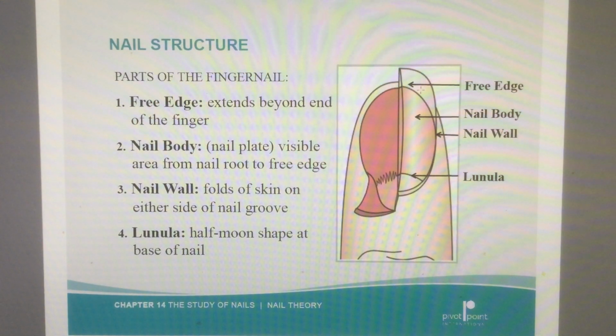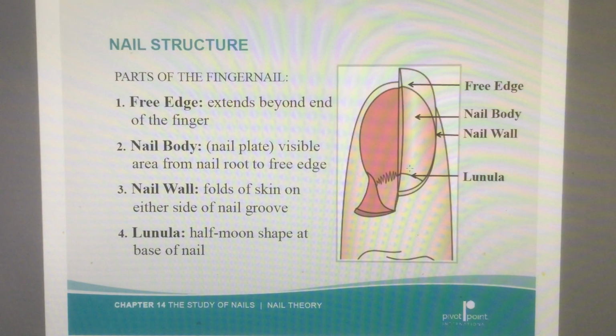Then there's the nail wall. Now the nail wall is not necessarily anything that has to do with the nail itself. It's basically the fold of skin that overlaps, that comes up into the nail on either side of the nail groove.